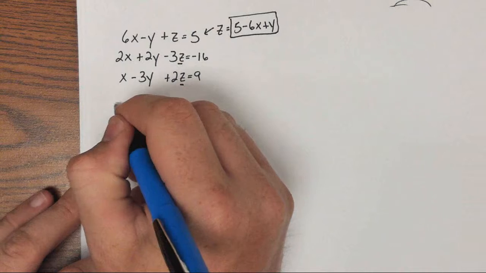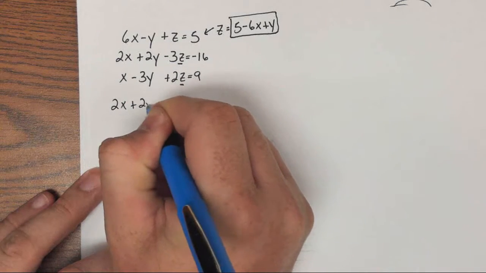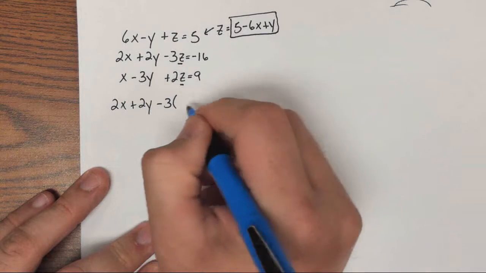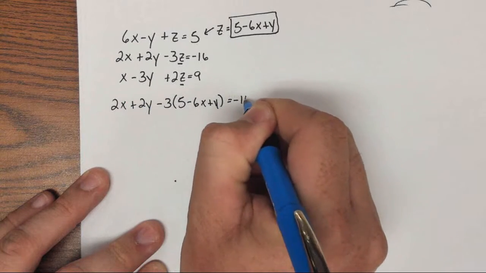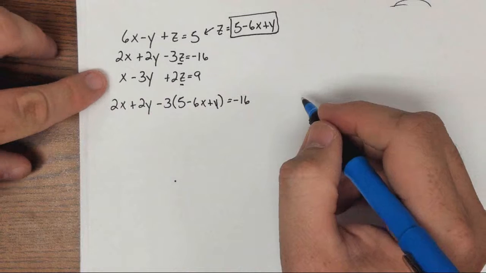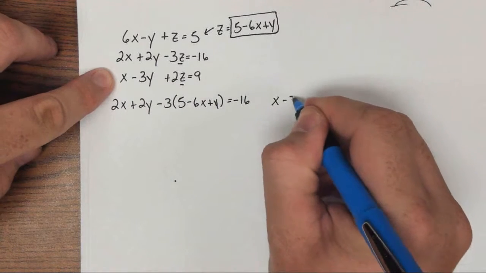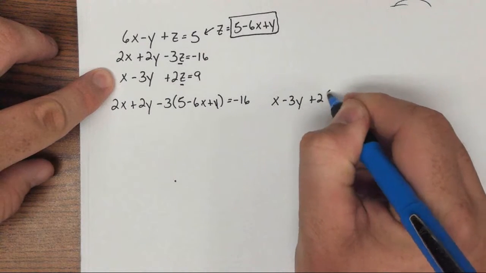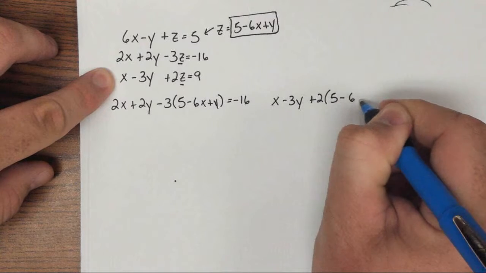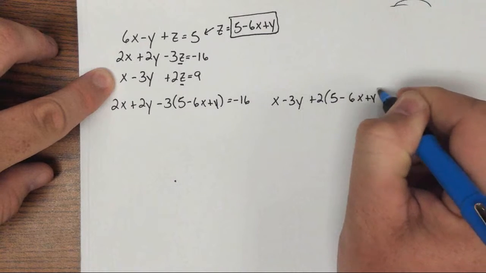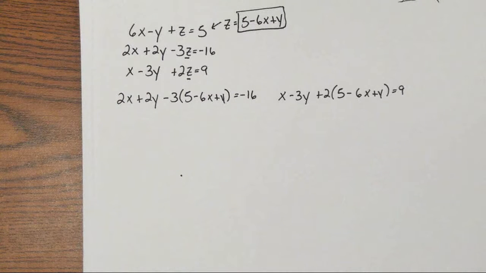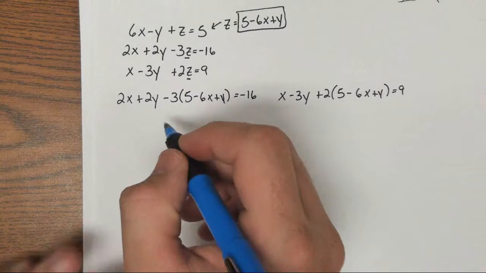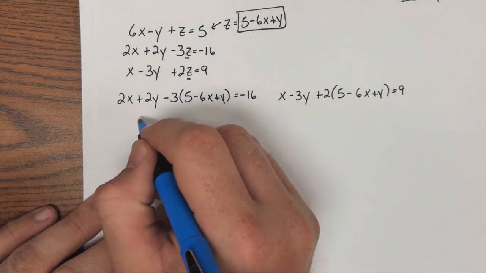Your second equation is now 2x plus 2y minus 3, instead of z, we plug in 5 minus 6x plus y. Your third equation is now x minus 3y plus 2, instead of z, 5 minus 6x plus y. And there's your 2 new equations, minus the z's. There's no more z's. And from here on down, it's just algebra, just clean up.